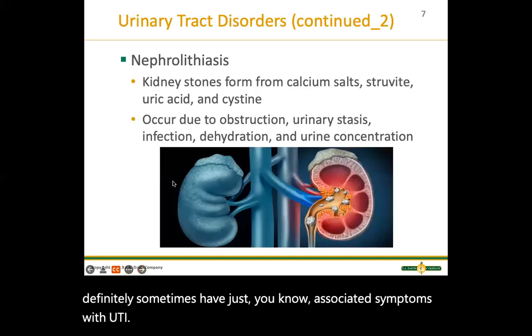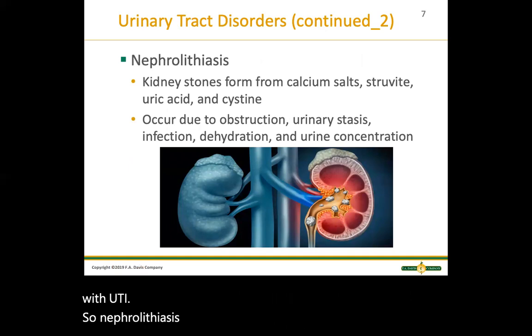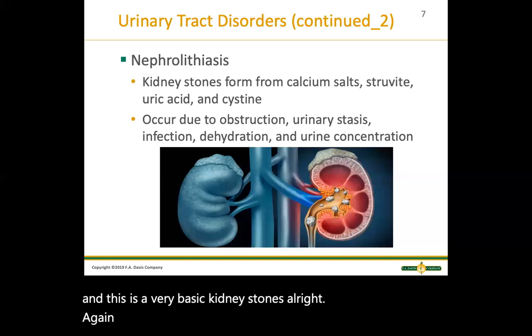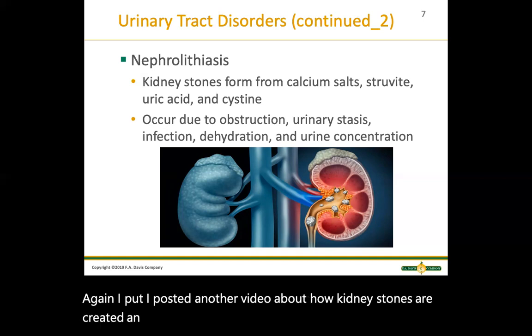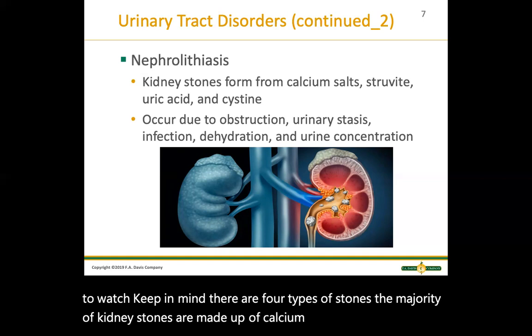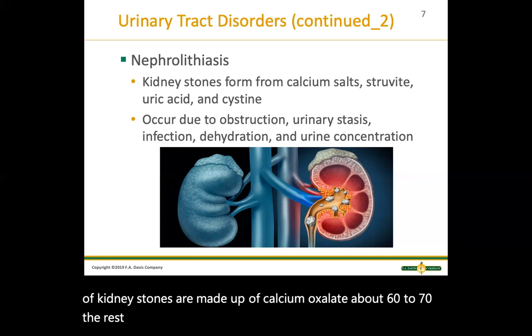Okay, so nephrolithiasis, that's the next thing we wanted to talk about. And this is very basic: kidney stones, all right? Again, I posted another video, an animated video, about how kidney stones are created. I thought it was really interesting to watch. Keep in mind, there are 4 types of stones. The majority of kidney stones are made up of calcium oxalate, about 60 to 70%. The rest are struvite, uric acid, or cysteine.